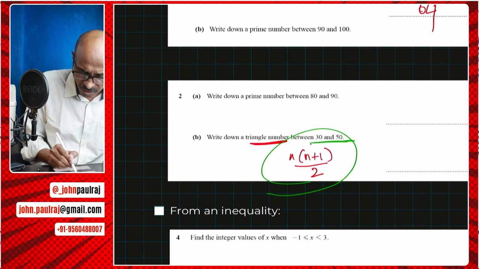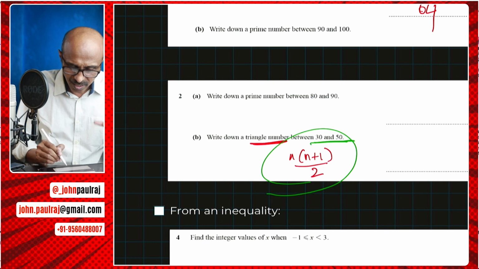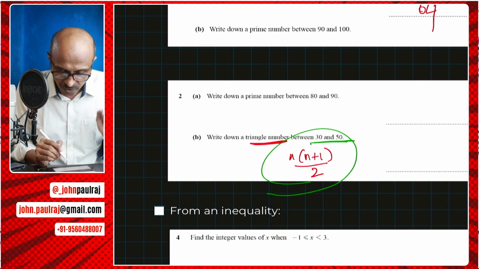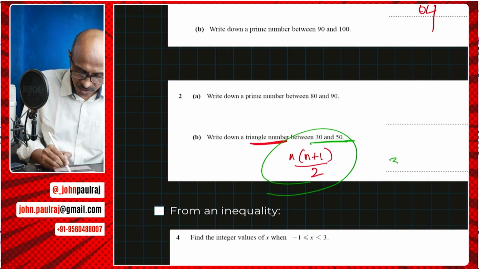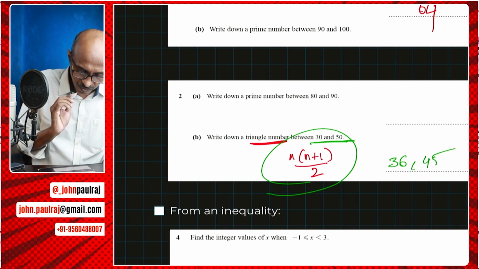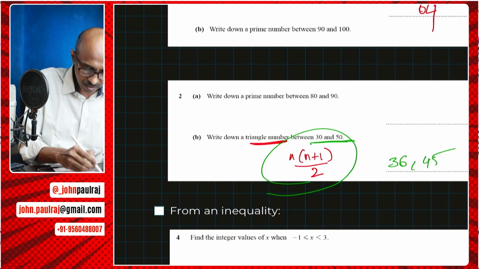And you have to find a triangle number between 30 and 50. Just use that formula and find out. I think 36 might be a triangle number. 45 is a triangle number. You can include those. So 36 and 45. All right, I mean, one is good enough.